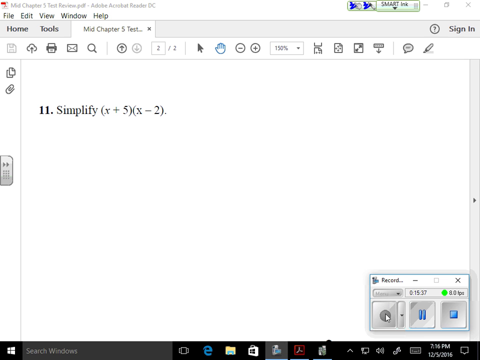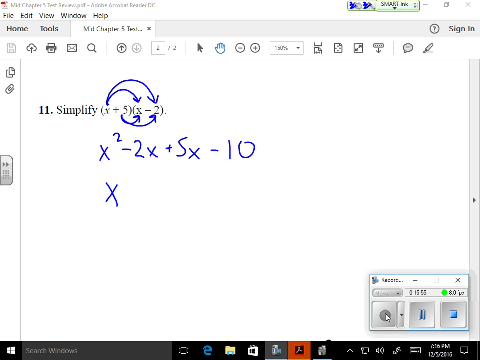Number 11, simplify. This is just simply FOIL. X times x is x squared. X times negative 2 being negative 2x. And 5 times x is positive 5x. And then 5 times negative 2 being negative 10. The two middle terms will combine for a positive 3x.